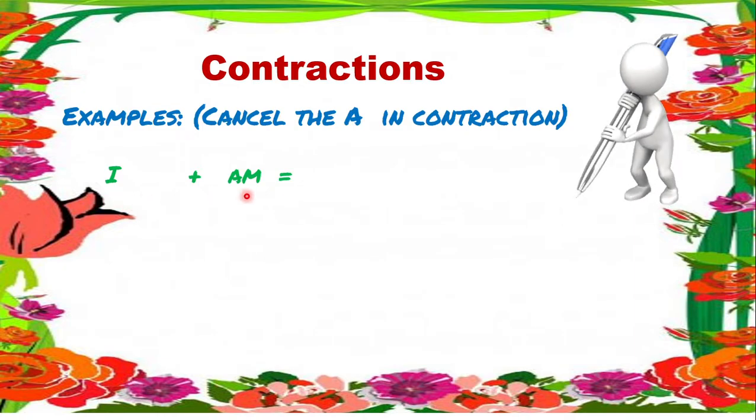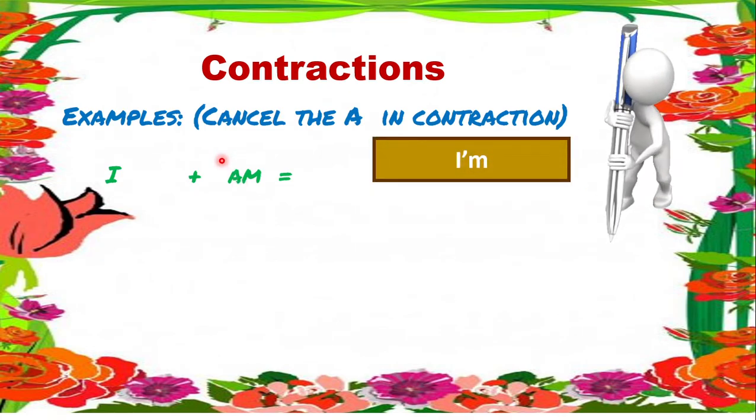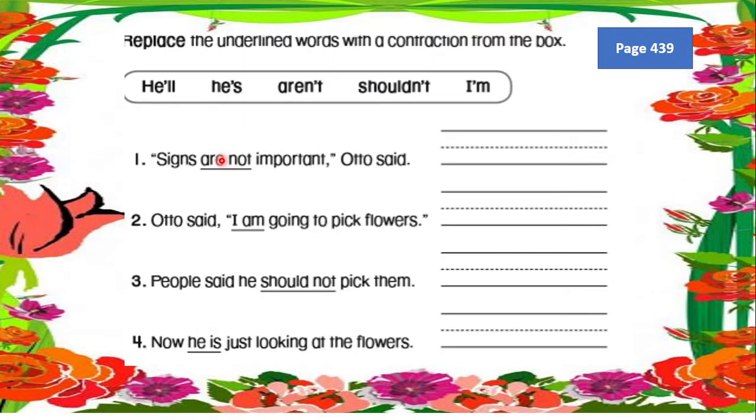I, when it comes with am, this is very easy. You remove A, I'm. Of course you know that. Let's start with the exercises of your book. Open your Readers and Writers to page 439.